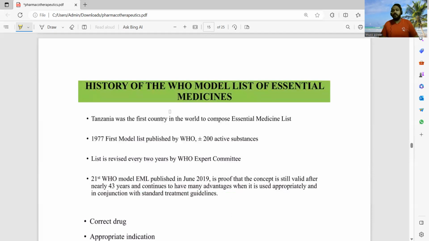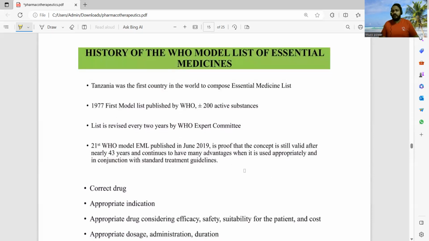Now, the history of the WHO model list of essential medicines. Tanzania was the first country in the world to compose an essential medicine list.